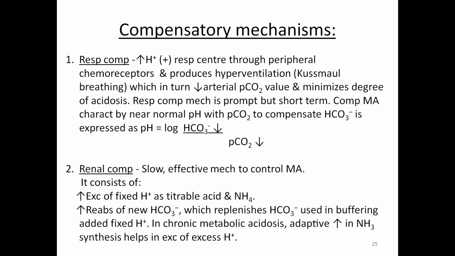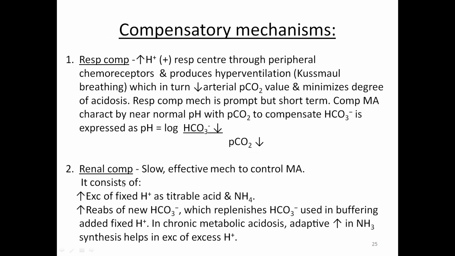So increased hydrogen ion stimulates the respiratory center through peripheral chemoreceptors and produces hyperventilation, which is called Kussmaul breathing, which in turn decreases arterial PCO2 value and minimizes degree of acidosis. So the respiratory compensatory mechanism, as I said earlier, is quite prompt, but yes, short term. Okay, and the compensated metabolic acidosis will be characterized by a near normal pH with a decreased PCO2 to compensate the bicarbonate ion. Okay, and this is the equation for that.